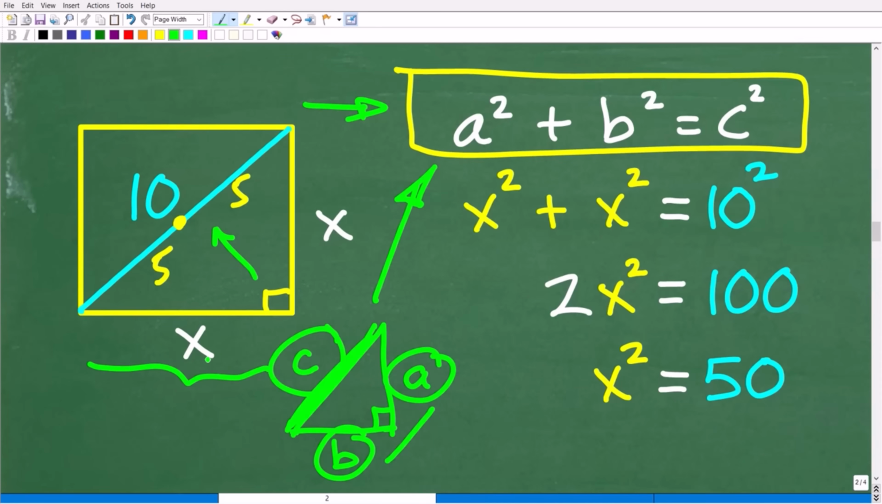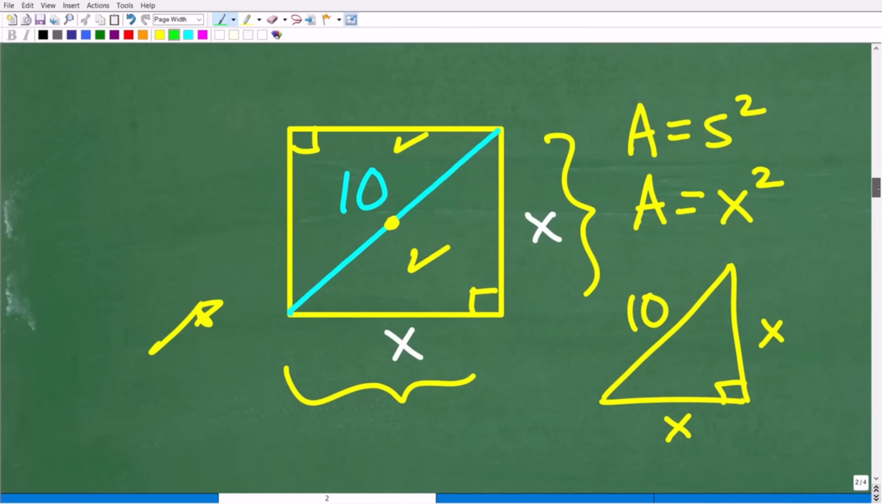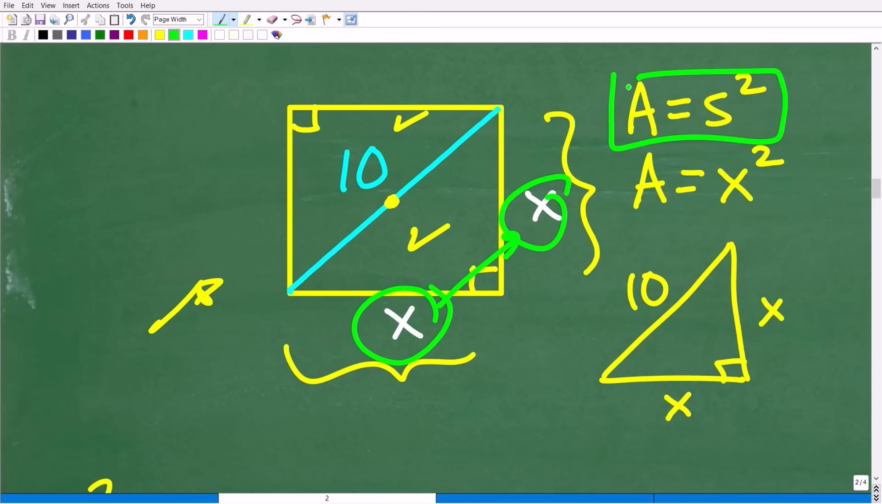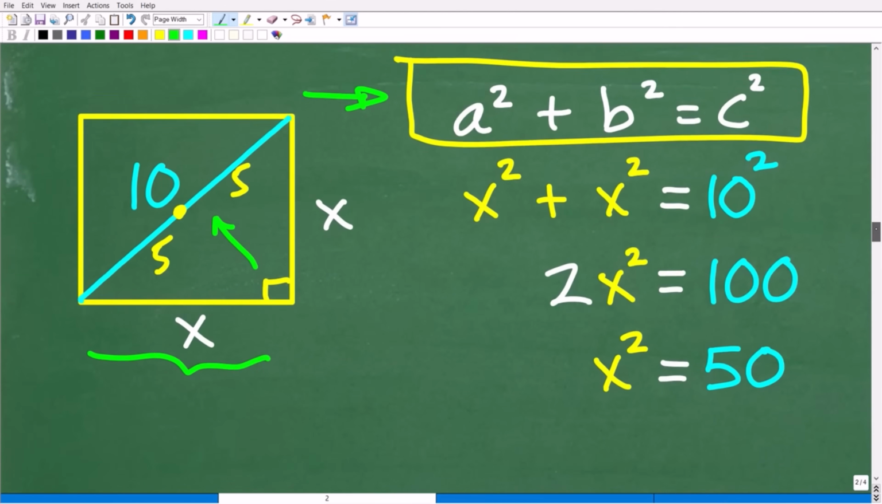Once we have the side, then we can calculate the area, right? Remember that the area of this square is x times x. So x is the side, so we can figure out what x squared is. Well, that indeed is the actual area of the square, which is answering the question. So let's go ahead and get into this right now.